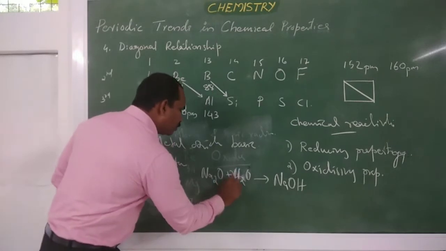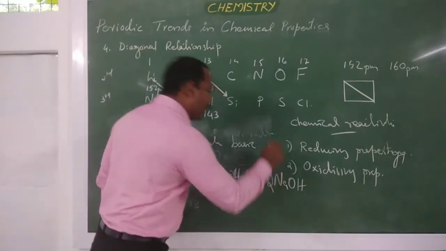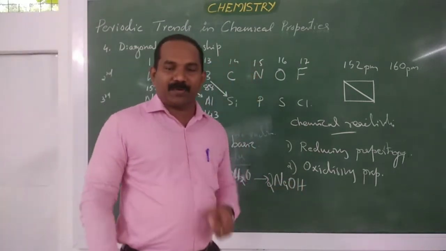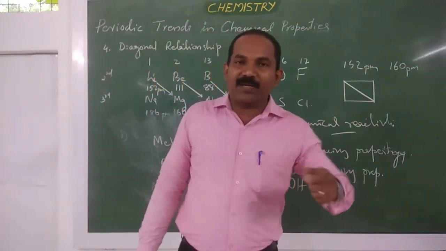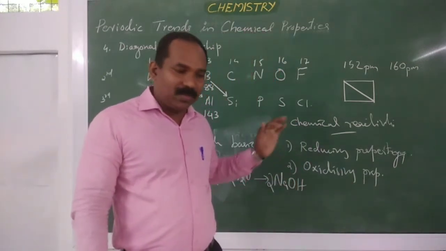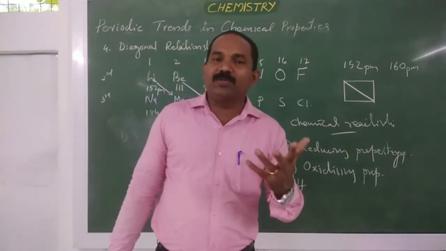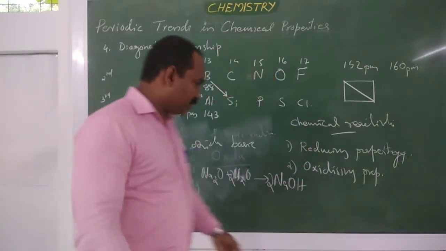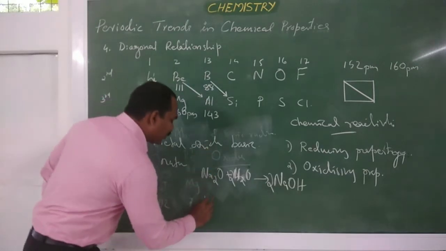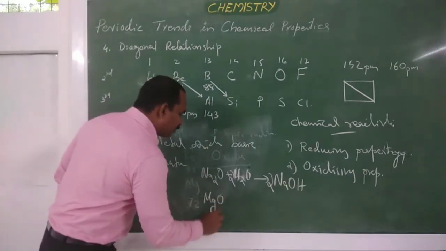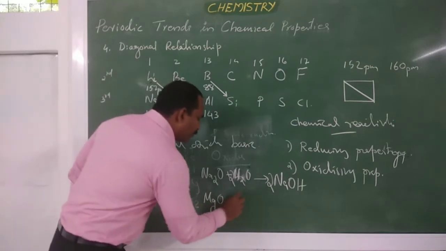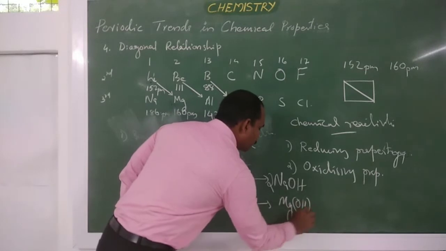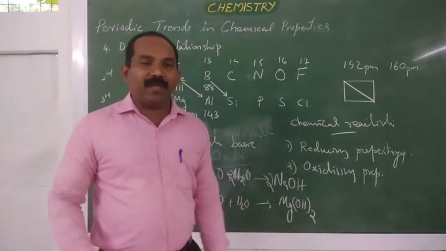Na2O plus H2O gives 2NaOH. Just dip a litmus paper: a red litmus dipped in this solution changes to blue. Litmus paper is used to check the nature of a solution. So generally metal oxides are basic in nature. Next is magnesium oxide, which plus H2O gives magnesium hydroxide, also basic in nature.